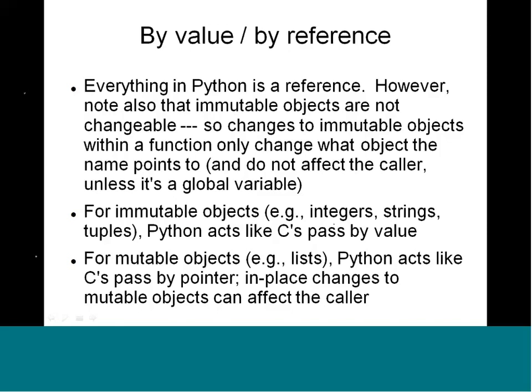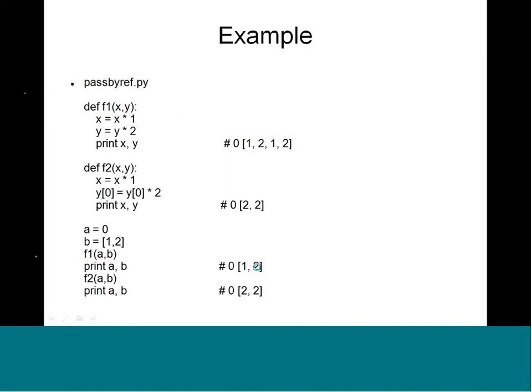For immutable objects like integers, strings, and tuples, Python acts like C passed by value. And for mutable objects, for example lists, Python acts like C passed by pointer. In-place changes to the mutable objects can affect some earlier changes. So here are some examples. One is passed by reference.